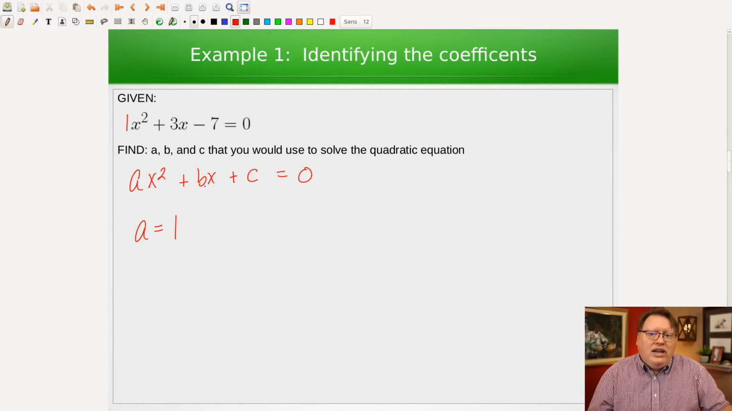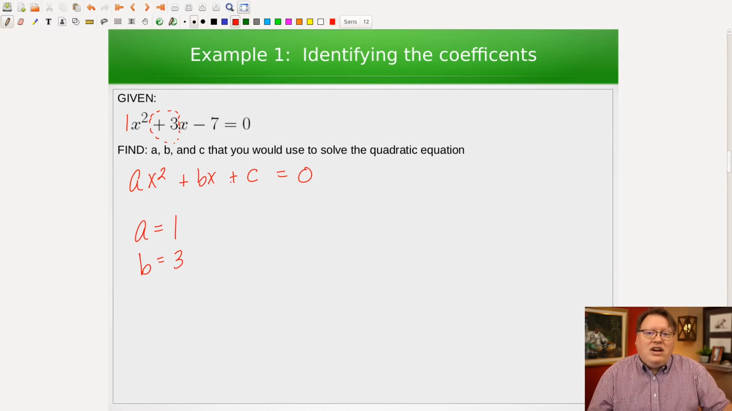If we go to our next coefficient, the b multiplies x. In this case, we have a positive 3. So we want to take the sign with that number. In this case, it's positive. So I can say my b is equal to 3.